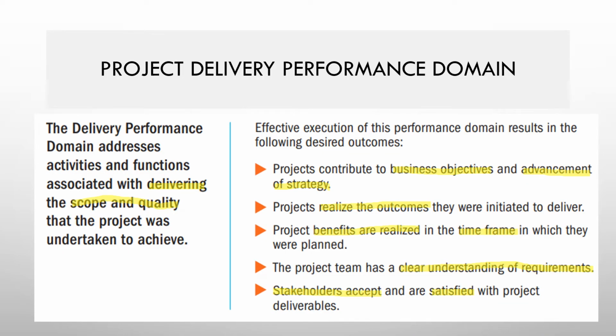What are the activities and functions associated with delivery performance domain? The functions associated are delivering the scope and the quality of the project that was undertaken to achieve. So basically, are you delivering what has been promised in terms of scope and in terms of quality?